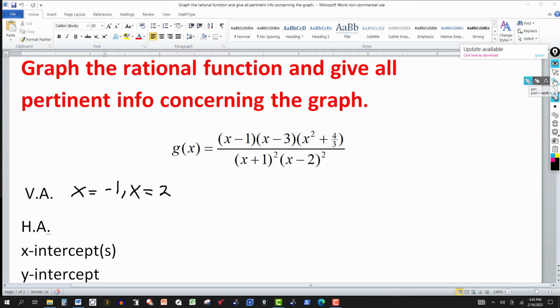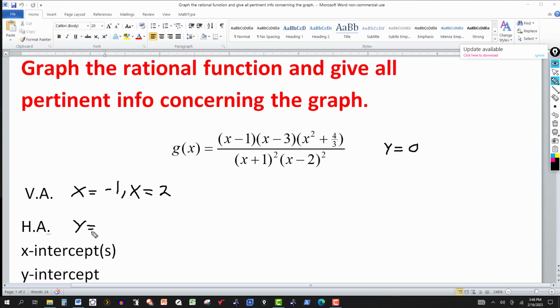And now for the horizontal asymptote, that's going to depend on the degree. If the degree of the numerator is less than the degree of the denominator, then y equals 0 will be your horizontal asymptote, always, which represents the x-axis. Now, if the degree of the numerator is the same as the degree of the denominator, then you take the coefficient of the lead term in the numerator over the coefficient of the lead term in the denominator and set it equal to y, and that's going to give you the horizontal. You can only have one horizontal asymptote.